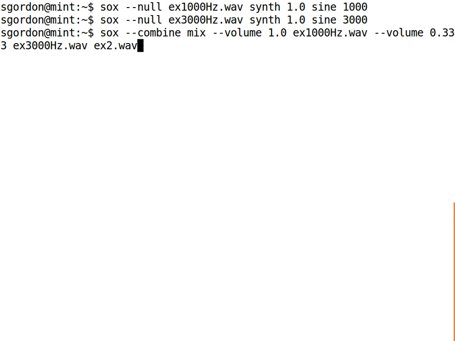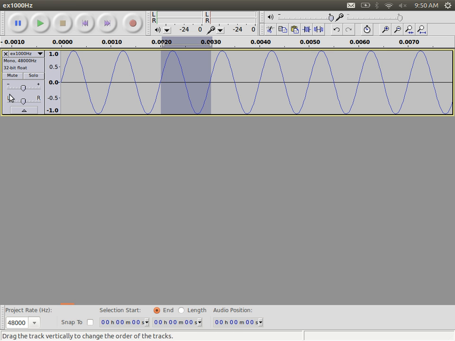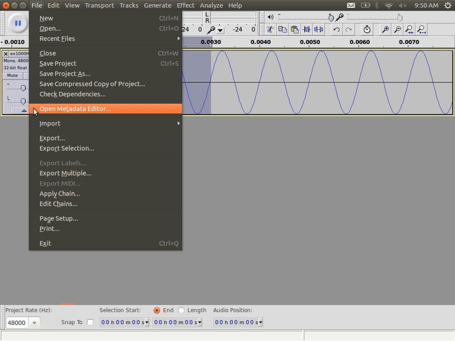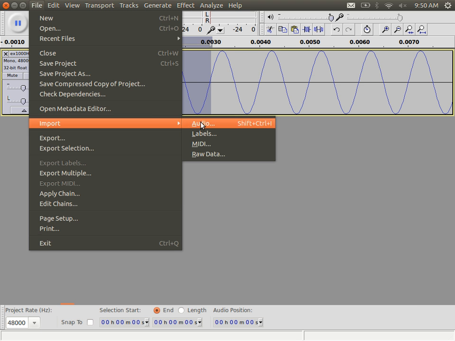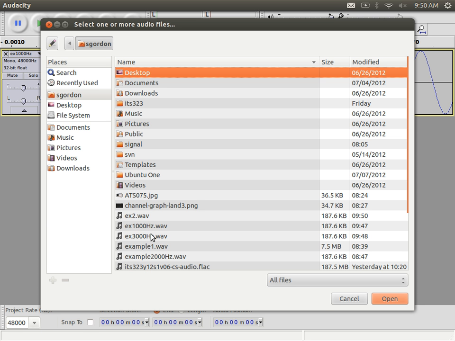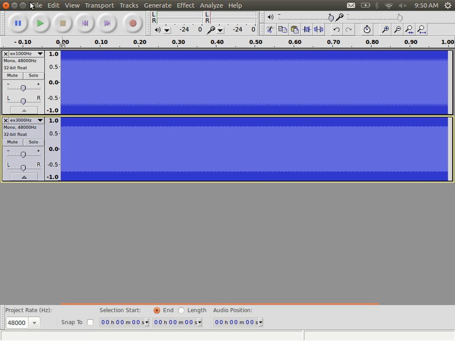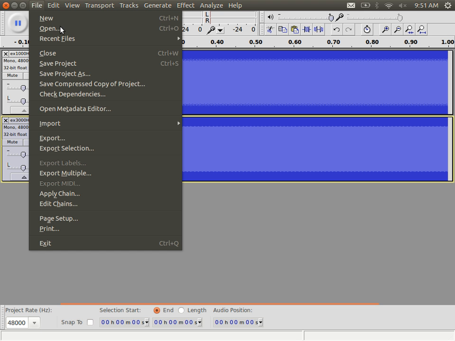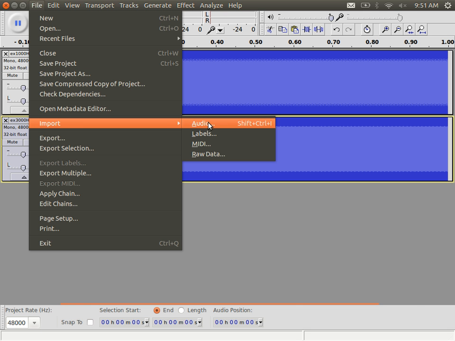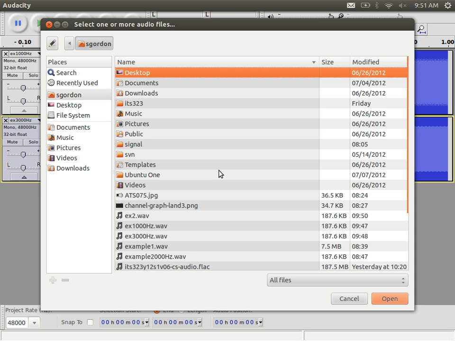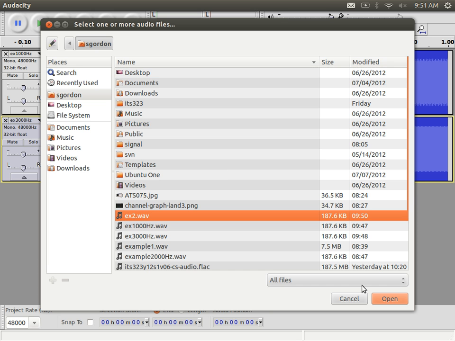And now let's open them and look at them. I've already got the 1000 Hertz file opened. Let's open the other two. Open 3000. So they're the two components, 1000 and 3000 Hertz. We'll zoom in a moment. And the mixed file, example 2. And now zoom in.